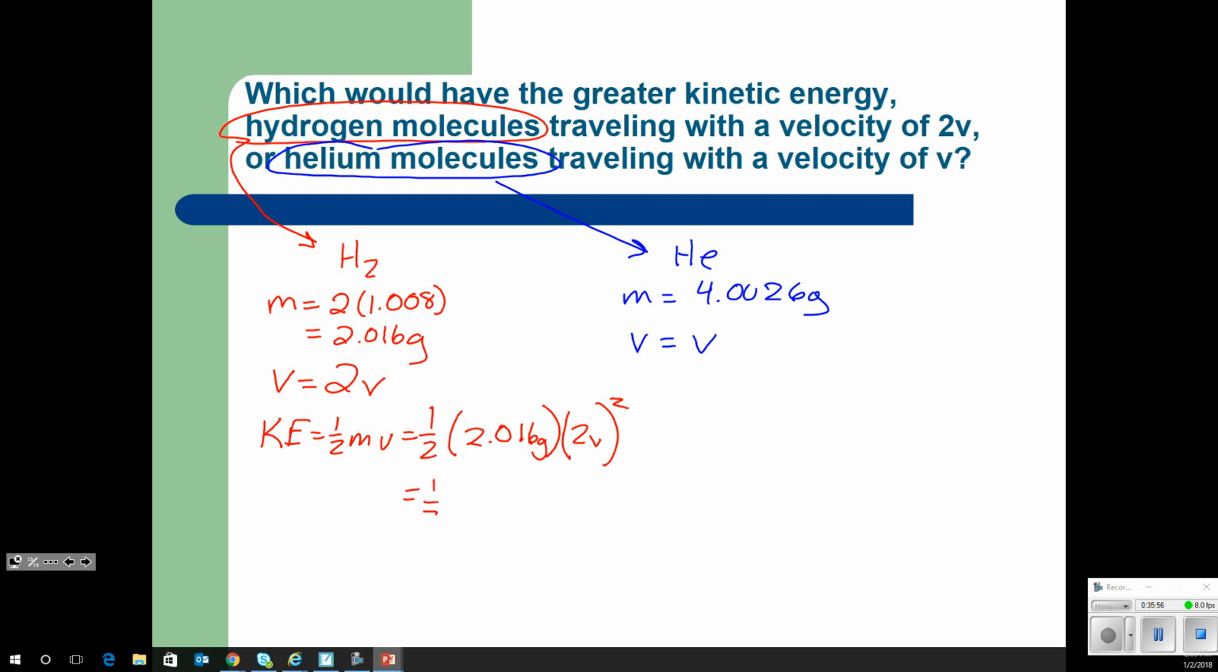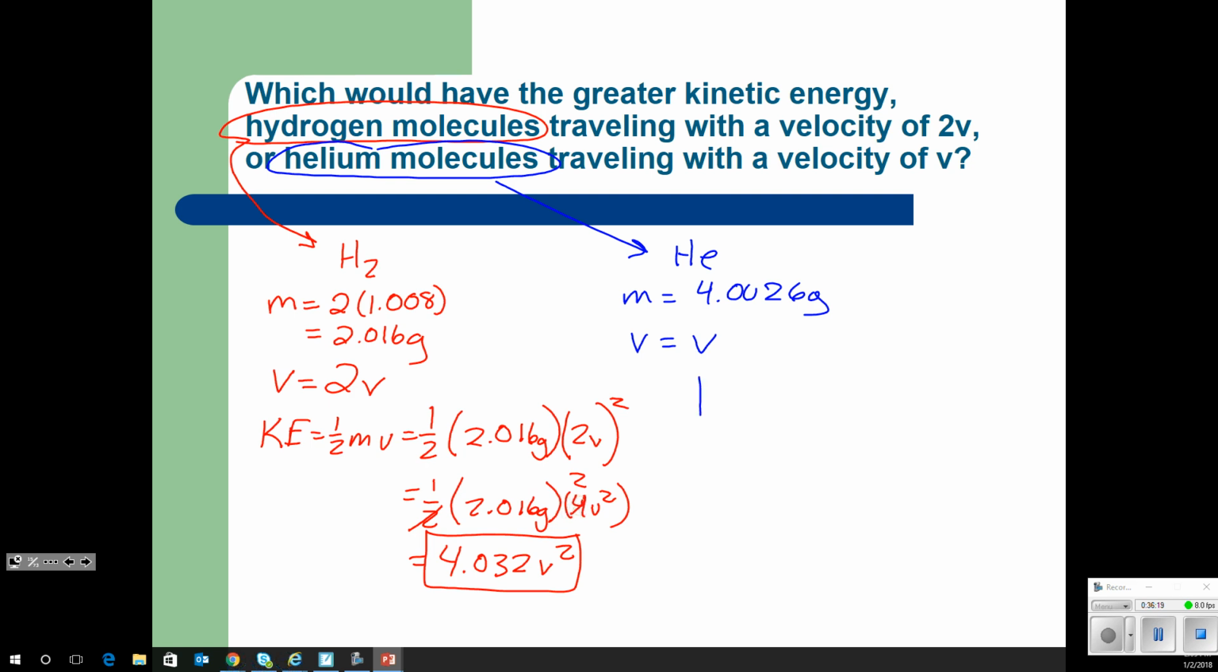So that's going to be 1/2 times 2.016 grams times 4v squared. This will cancel with that, leaving a 2. That means 4.032 v squared. Okay, that's that one. Let's try this other one. So I really didn't need a calculator because I could do it without it, right?